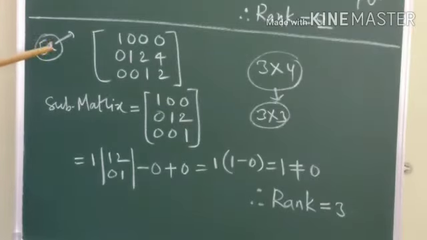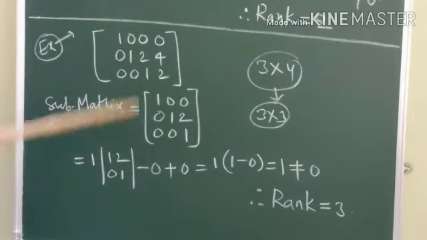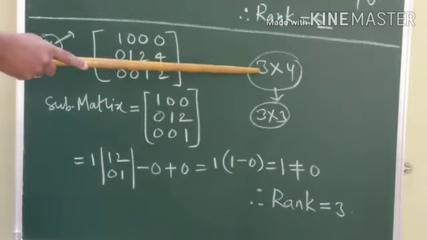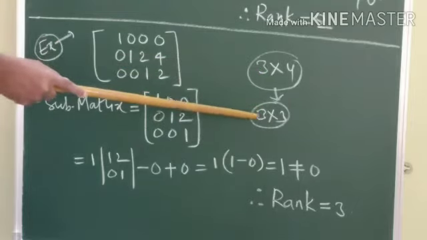Let us see the second example based on rank of the matrix. The given matrix is 1 0 0 0, 0 1 2 4, 0 0 1 2. Now let us see what is the order of the matrix. Here order is 3 rows and 4 columns. In this case, 3 by 4 means rectangular matrix. In this case, we take a square matrix. What is the maximum square matrix possible? That is 3 by 3.